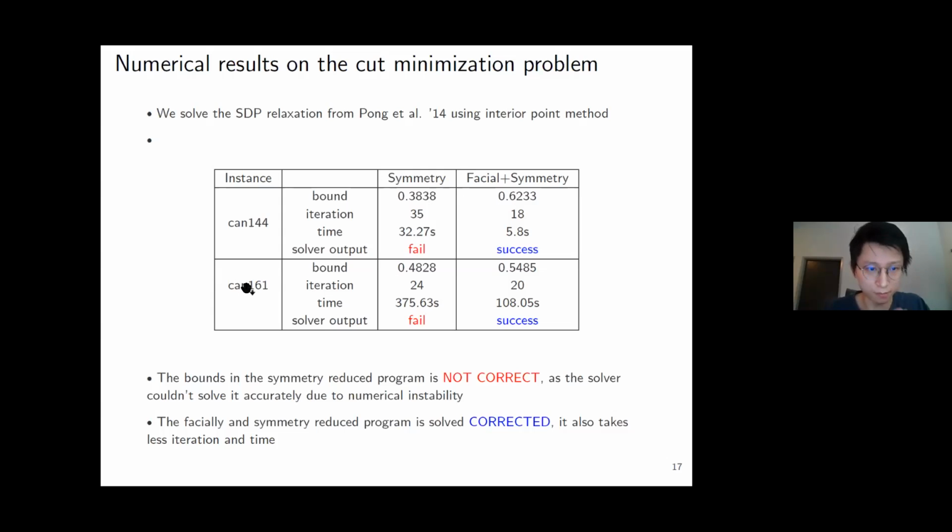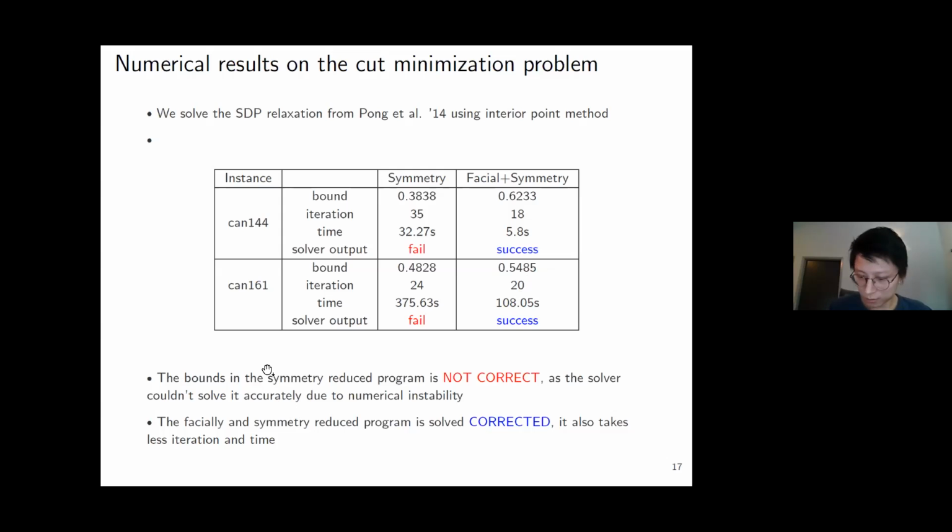And similarly, this CAN 161 is the example I presented. If you try to solve the symmetry reduced program and the visually and symmetry reduced program, you observe exactly the same thing. We can solve it in a shorter amount of time. We get a better lower bound. We're supposed to get the same bound, but we are getting the correct lower bound here. And we're using fewer iterations.